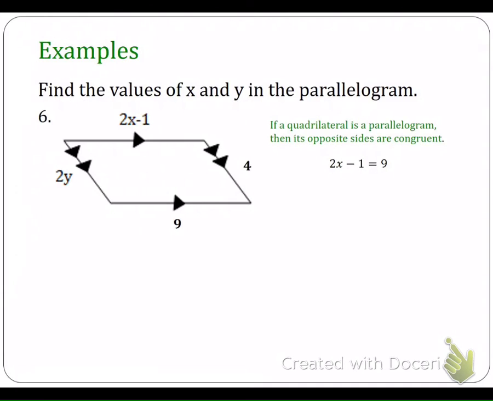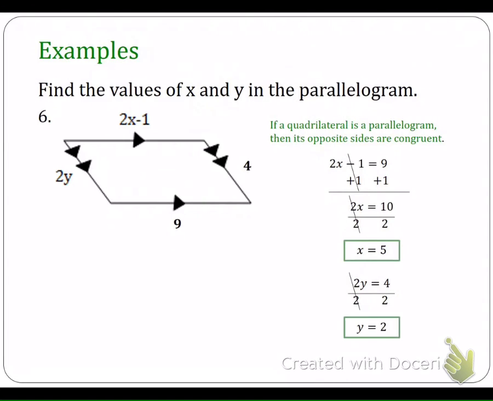All right, so what am I going to do next? Add 1 to both sides. Divide both sides by 2. Good. X equals 5. All right, how am I going to find the y? Same thing. 2y equals 4. Divide by 2. Y equals 2. Questions?